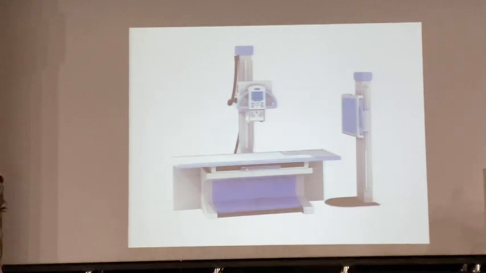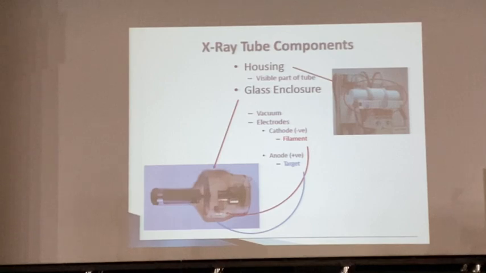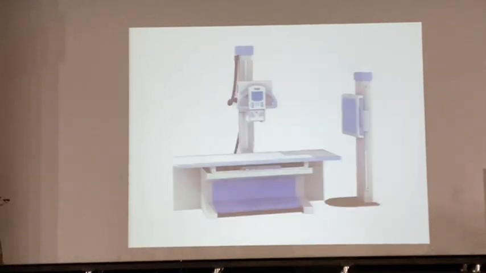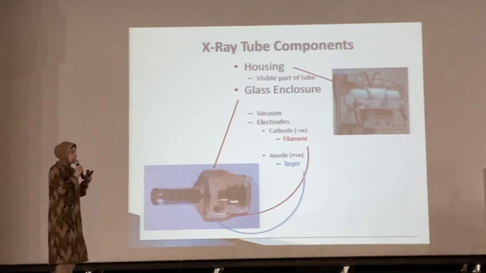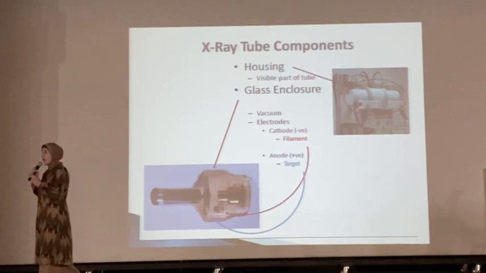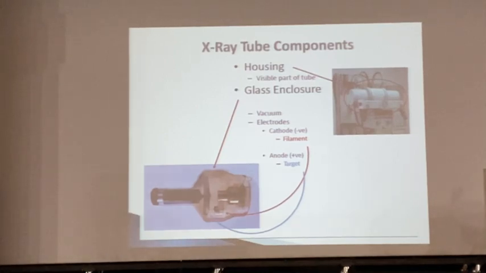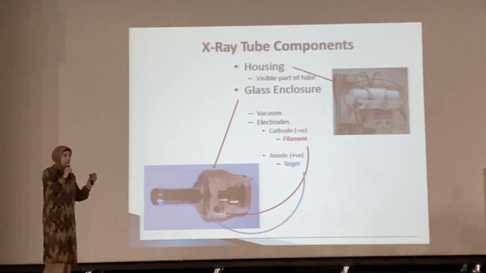Okay. Let's talk about the components of the X-ray tube. The X-ray tube's visible part is called the tube housing. Okay, this part is the tube housing. What are the components of the tube housing? The tube housing includes a glass envelope. Inside that glass envelope, we have what are called the electrodes. There are two types of electrodes inside the glass envelope. These are the cathode and anode. Okay? I think you know these terms, the cathode and the anode.